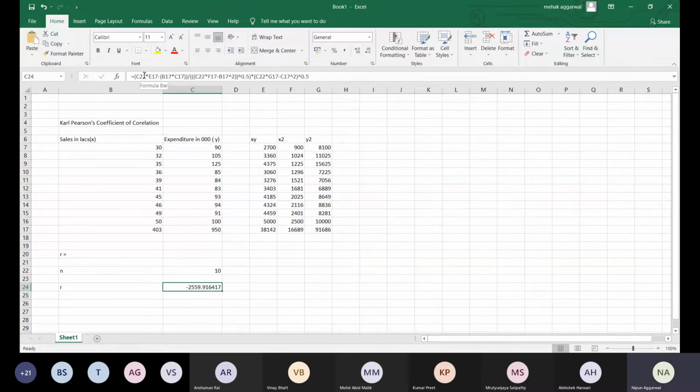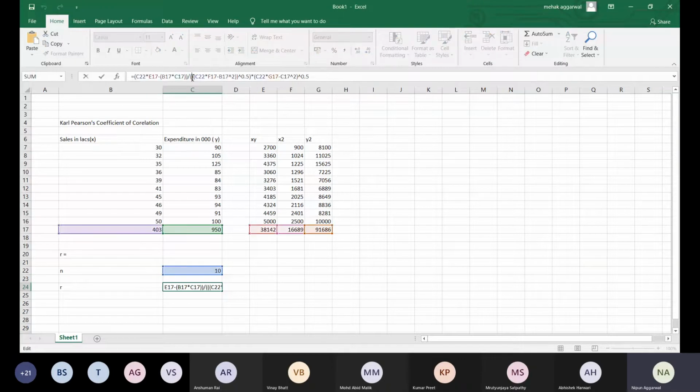There is some problem in the formula. N summation xy minus summation x into summation y, whole divided by n summation x square minus summation x whole square.